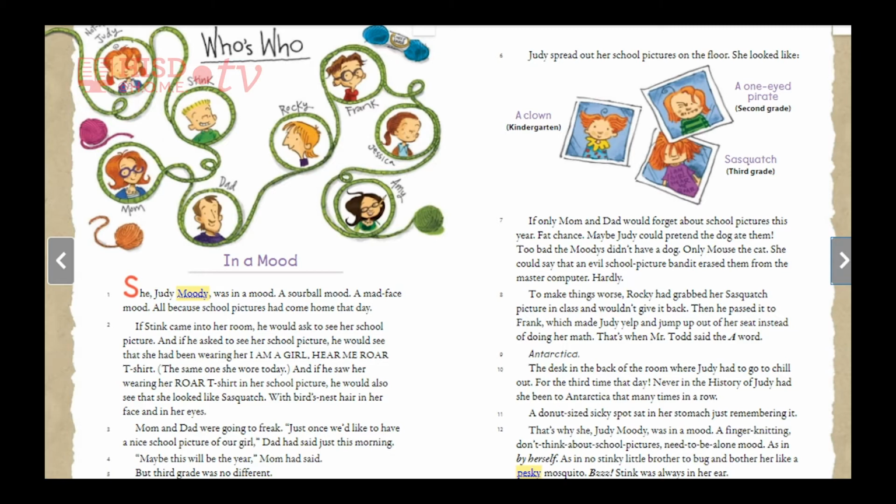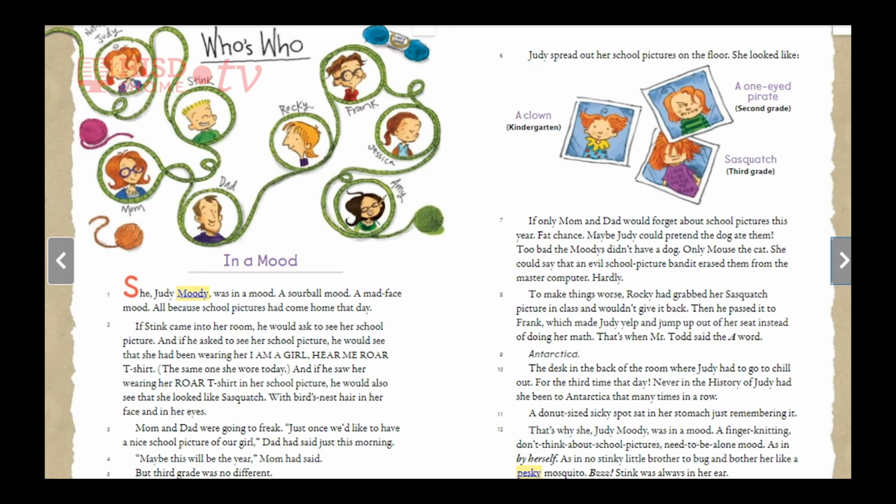Too bad the Moodys didn't have a dog, only Mouse the cat. She could say that an evil school picture bandit erased them from the master computer. Hardly. To make things worse, Rocky had grabbed her Sasquatch picture in class and wouldn't give it back. Then he passed it to Frank, which made Judy yelp and jump out of her seat instead of doing her math. That's when Mr. Todd said the A word.